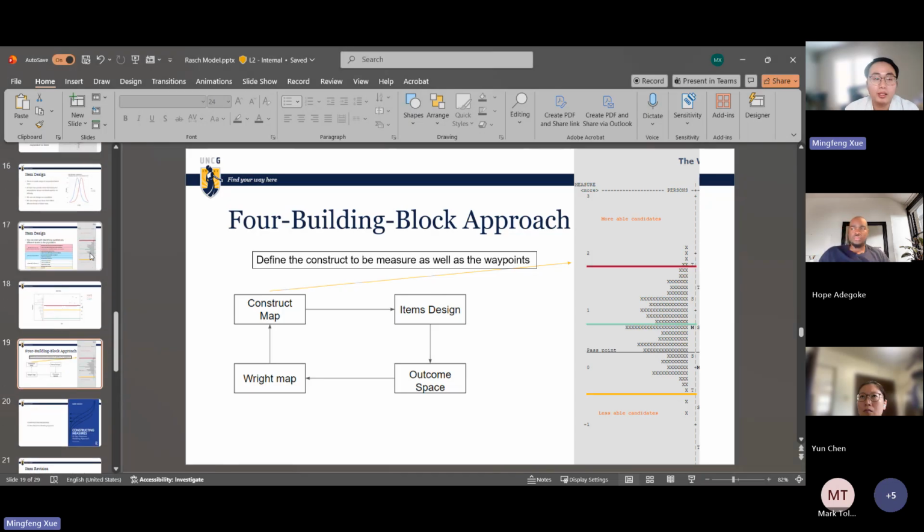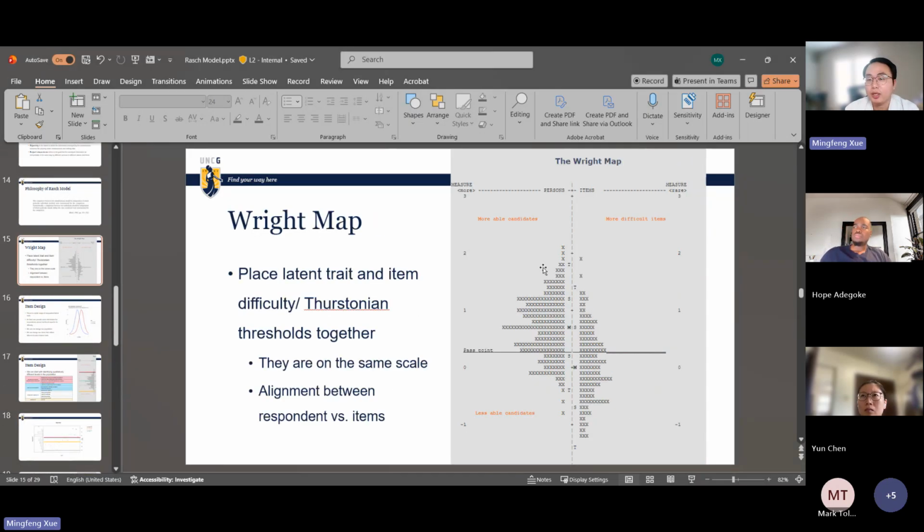Let's go back to our Wright map. We have the latent trait, and we have item difficulty. Item difficulty is generally modeled as a fixed effect. For the latent trait, generally it is modeled as a random effect. Random effect means that theta is subject to a normal distribution or standardized normal distribution. In IRT, if you are using marginal estimation, this can be a side product, so we estimate it.